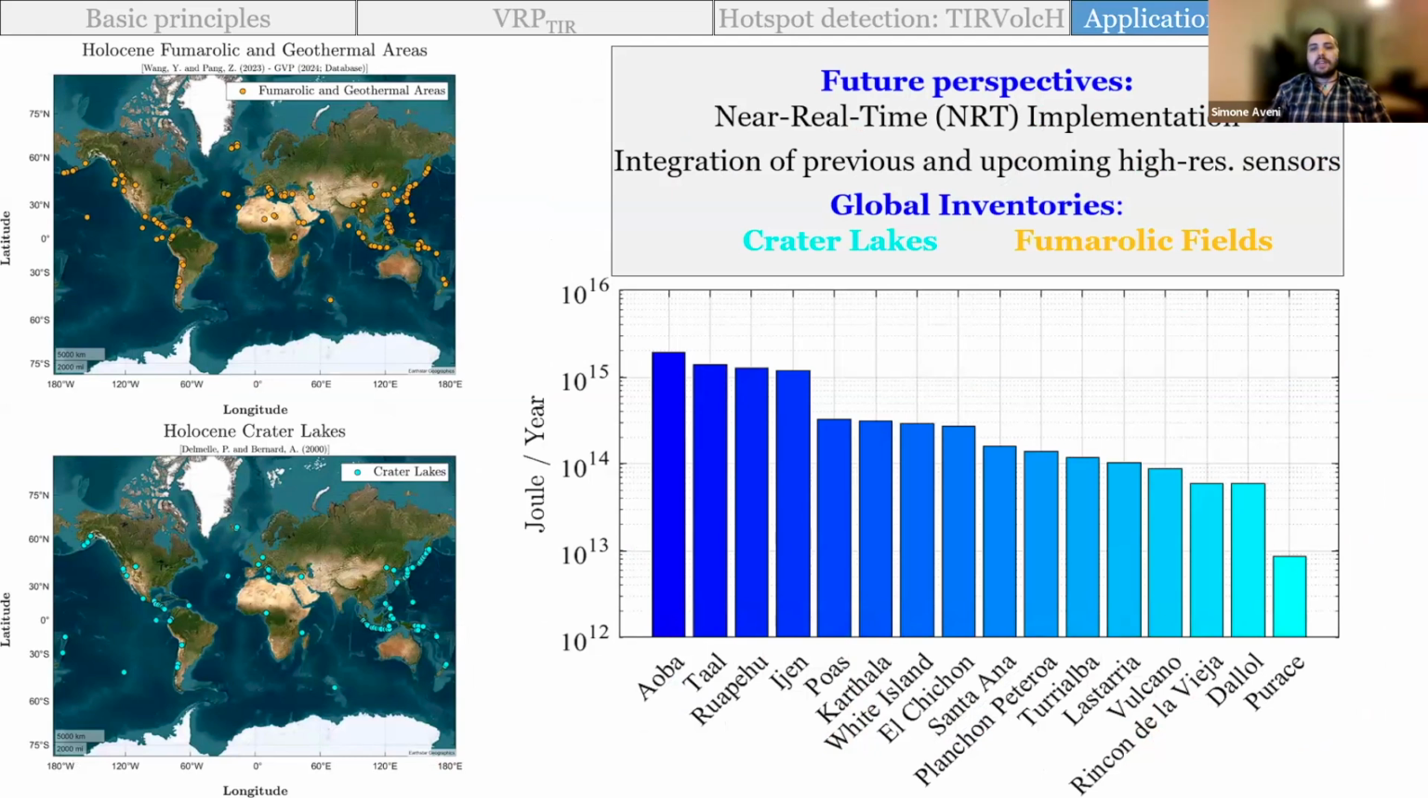So we can start to investigate much more than just looking at trends and just looking at thermal anomalies, but we can indeed make some global scale quantification. And this is just some preliminary evidence. Of course, a lot of work needs to be done, but it's something that we're currently working on, and of course, together with the implementation of the system in near real time, the integration of upcoming higher resolution sensors, and finally the completion of global inventories of thermal emissions from low to moderate temperature systems.